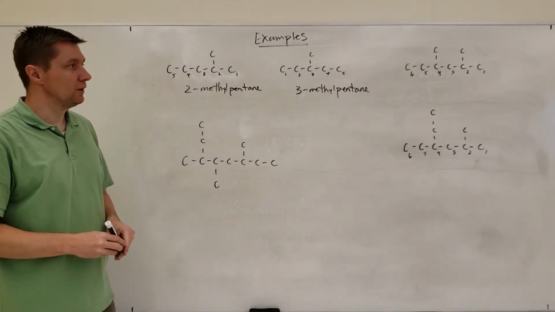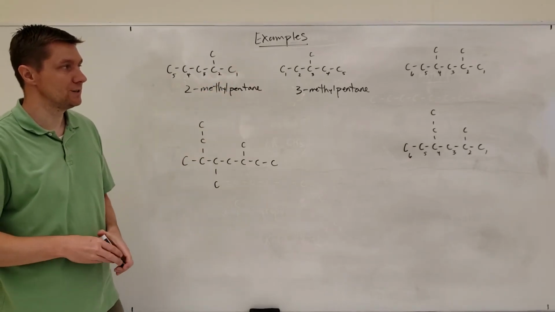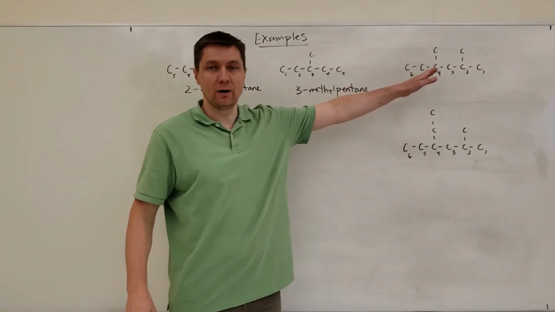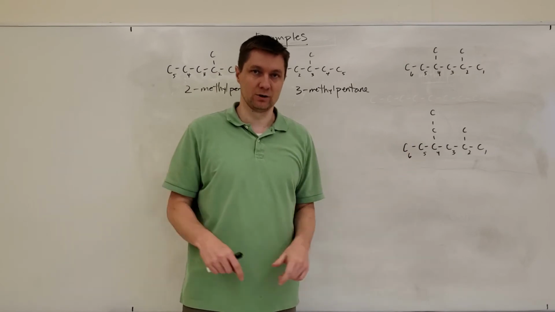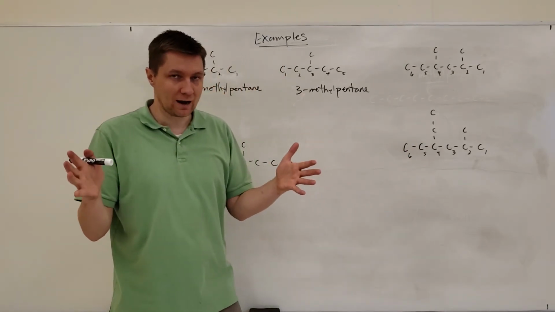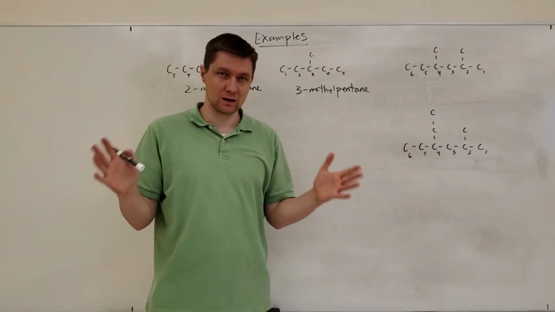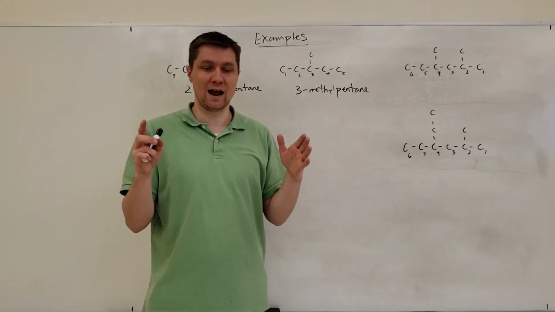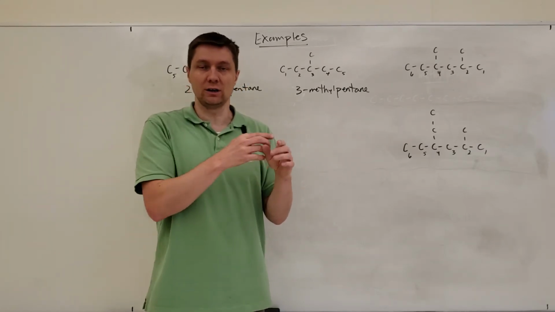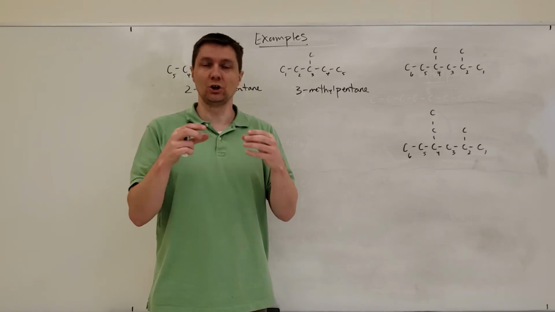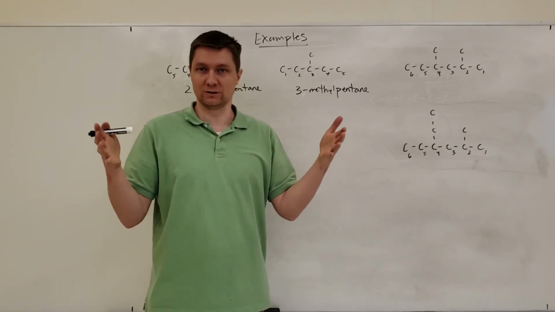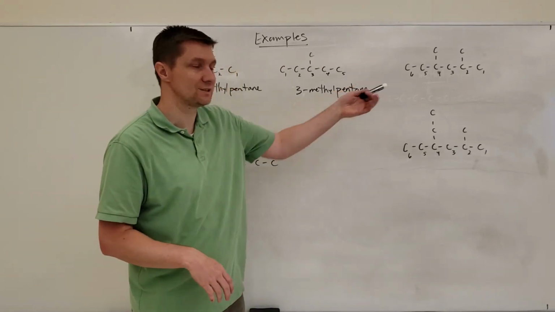Okay, moving on to the next example over here, you can see that this one has a parent chain of 6 carbons long. And that's the number one thing I have to make sure that I do before I do anything else when I'm naming organic molecules. I have to identify how long is the parent chain. What is the longest continuous chain of carbons that exist in this molecule? And for this one, it's 6.